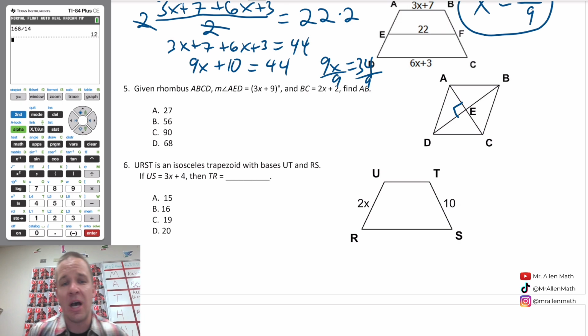But it says the measure of angle AED, which is the one I marked, is 3x plus 9. It says that BC, the side length, is 2x plus 2. Find AB.